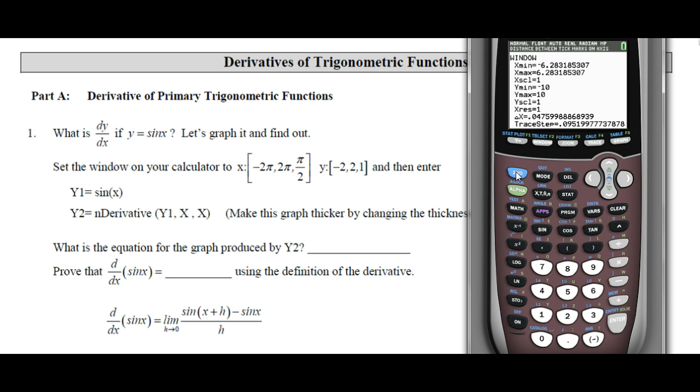By pi over 2. And y, so negative 2 to 2 by 1s.